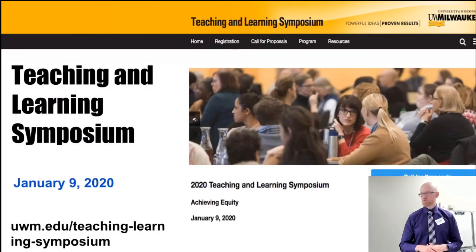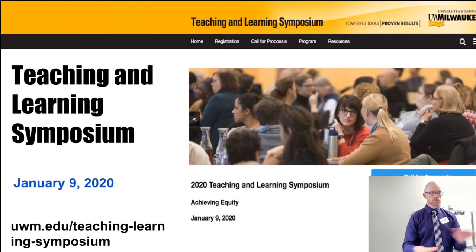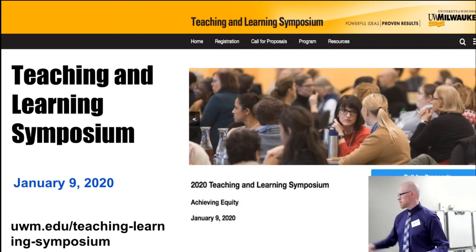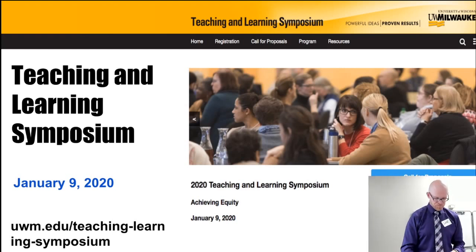Just another reminder that while the call for proposals is now past due, we're not accepting anyone, right? That's good. It's all done. But registration for the Teaching and Learning Symposium on January 9th, 2020 is still open and will remain open until December 15th, so please register for that. This year's theme will be Achieving Equity, and we'll have a full program available by December 1st, so just a heads up for that.